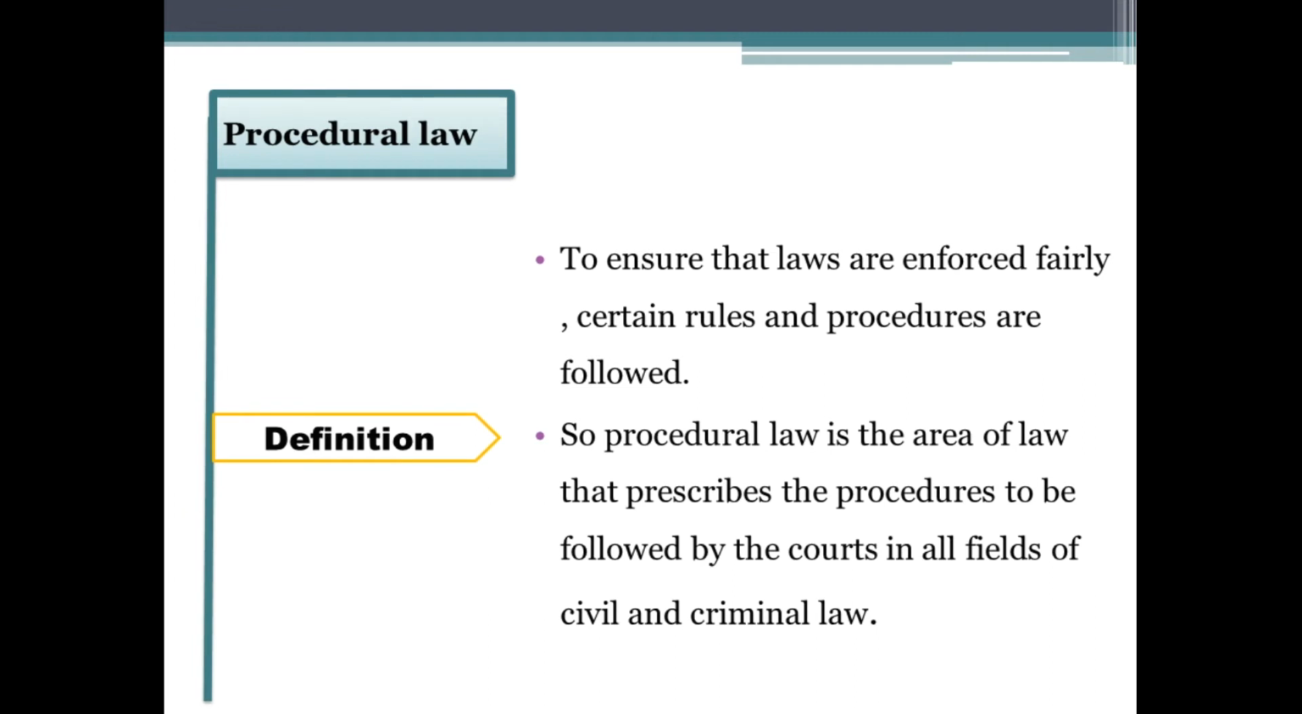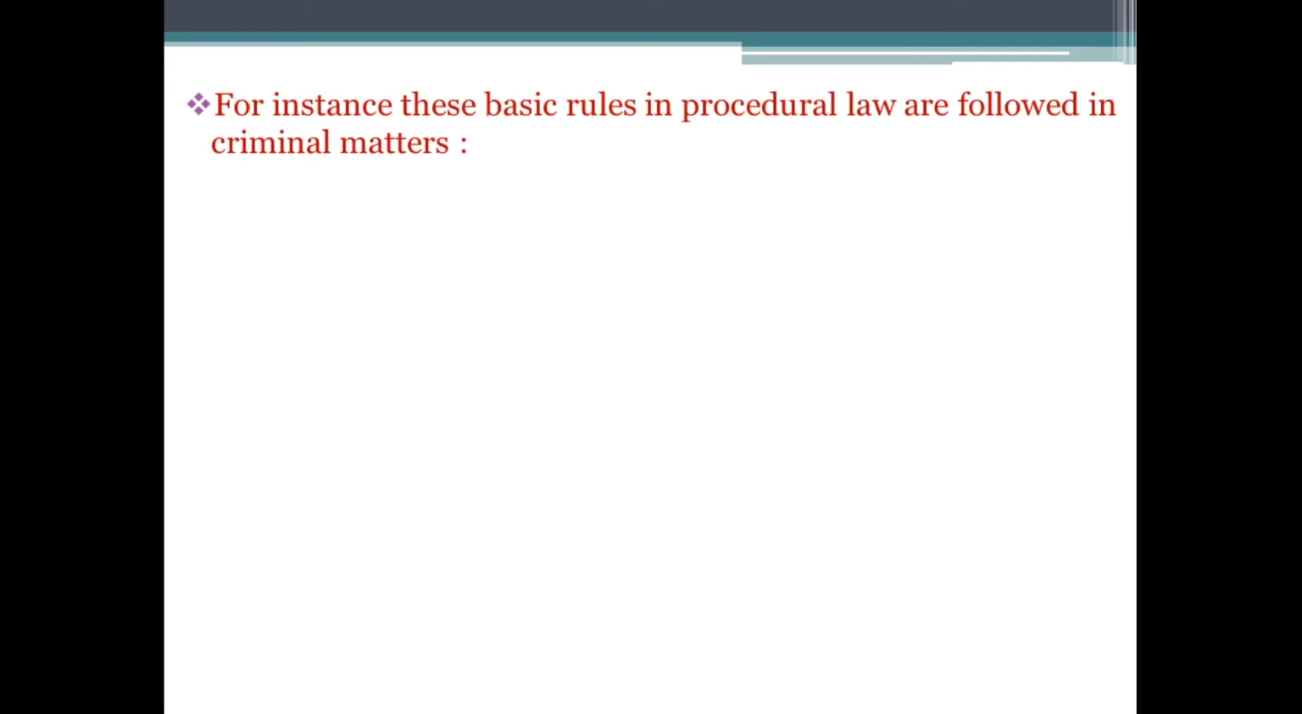So, procedural law is the area of law that describes and prescribes the procedures to be followed by the courts in all fields of civil and criminal law. For instance, these basic rules in procedural law are followed in criminal matters. There must be probable cause to make an arrest. The probable cause are the facts and circumstances leading to the belief that an accused person has committed a crime. So, facts and circumstances must be available for the arrest to be made.